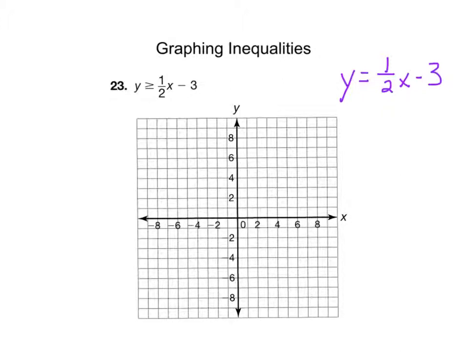Start at -3. Start at -3, so that's our y-intercept. So there's our y-intercept. So I'm going to graph that. -3. So 0, -3. Okay, and now what do I do from there, Miley?